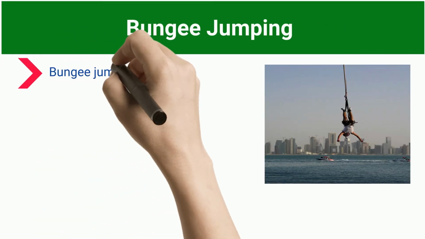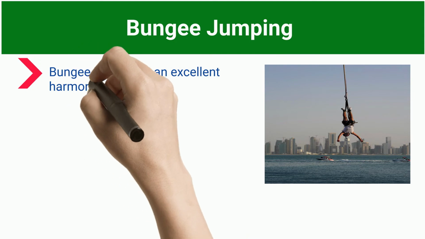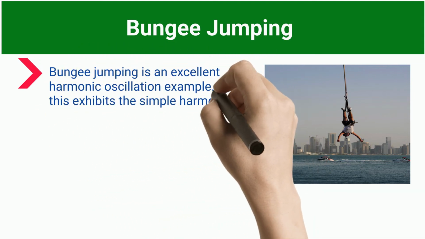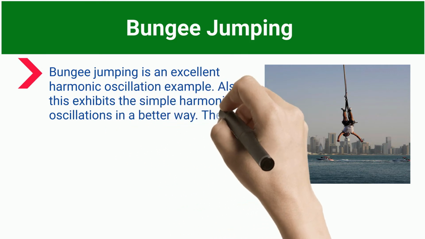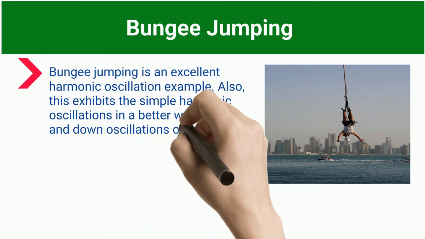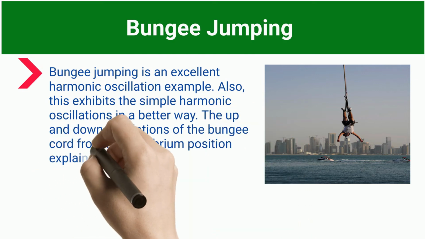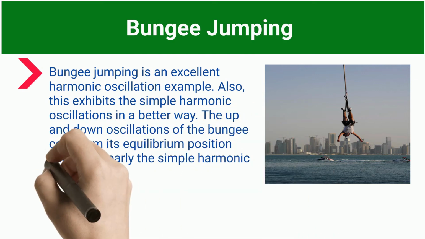Bungee jumping. Bungee jumping is an excellent harmonic oscillation example. Also, this exhibits the simple harmonic oscillations in a better way. The up and down oscillations of the bungee cord from its equilibrium position explain clearly the simple harmonic oscillations present in the system.